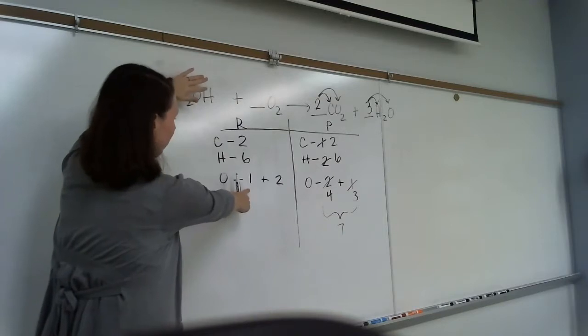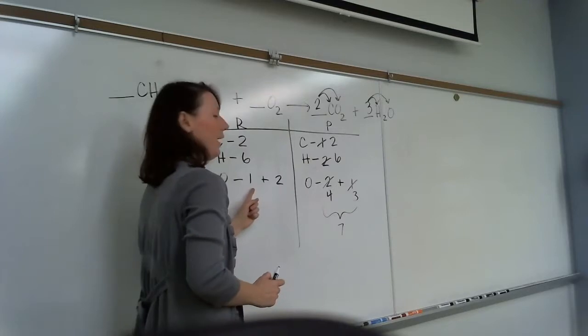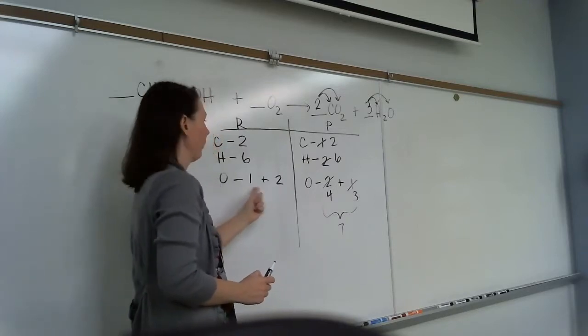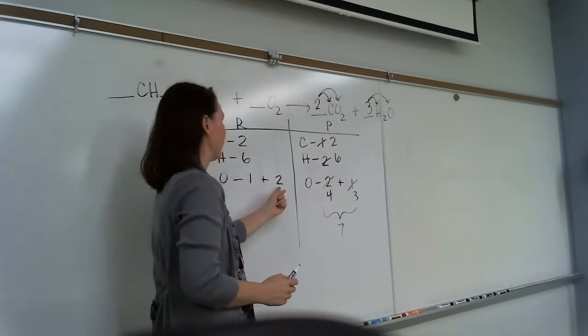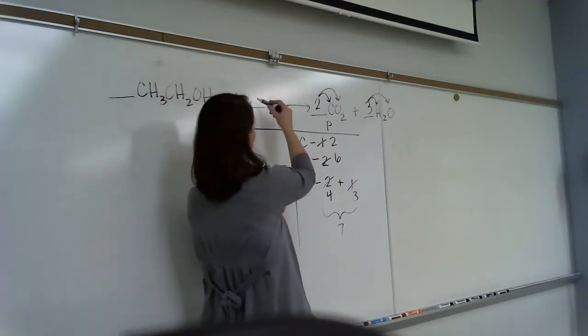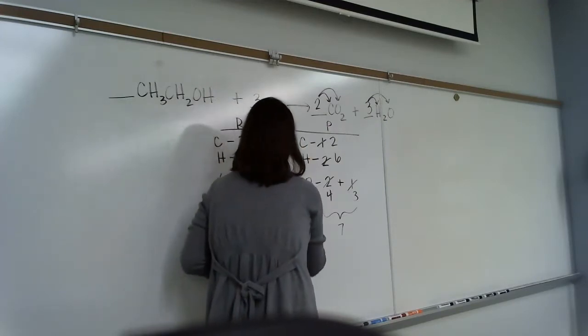So I'm going to change this 2 into a number so that when I add it to 1, I get 7. What number would that be? 6. Can I turn a 2 into a 6? Yes. By what? A 3. 3 times 2 is 6. And now I've got 7.